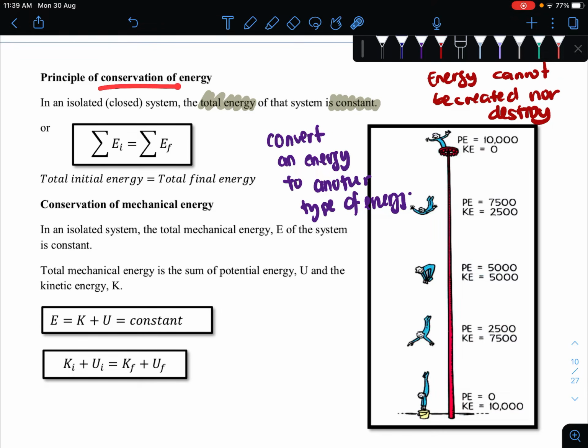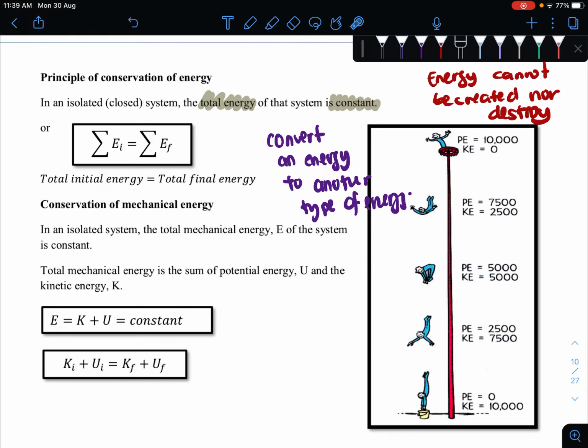So, we're going to look back at the principle of conservation where it says the total energy is constant, or in other words, you can say that summation of the energy initial must equal summation of the energy final. So, whatever energy you had initially must equal whatever energy you're going to have by the end of the process. Total initial energy equals total final energy.